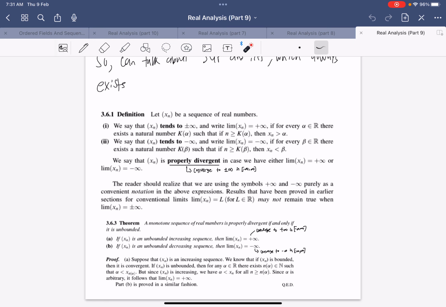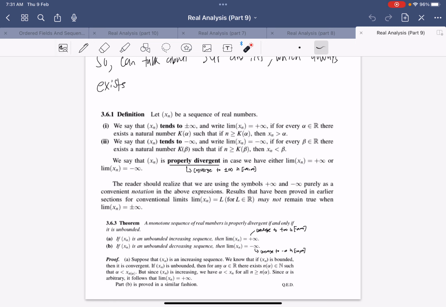And so we can characterize being properly divergent by saying that a monotone sequence converges to infinity if and only if it's unbounded. If it's an increasing unbounded sequence, then it converges to infinity. And if it's an unbounded decreasing sequence, then it converges to minus infinity.